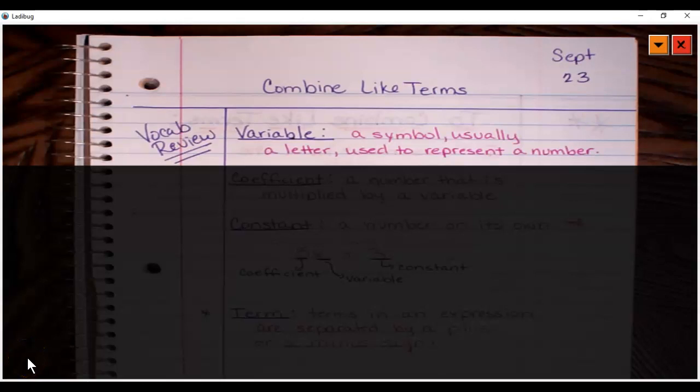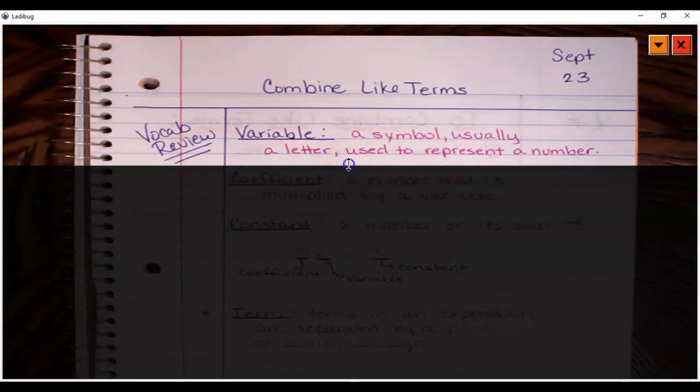Combining like terms. The first thing we need to do is review some vocabulary from last year that deals with terms and parts of terms that we need to know in order to combine. The first part you will see here is called a variable. A variable is a symbol, usually a letter, used to represent a number. Back in elementary school, the variable could have been a box. 3 plus box equals 5, and in that box you would fill in a 2. That's technically a variable, but once we get into middle school, we start using letters to represent unknown numbers.